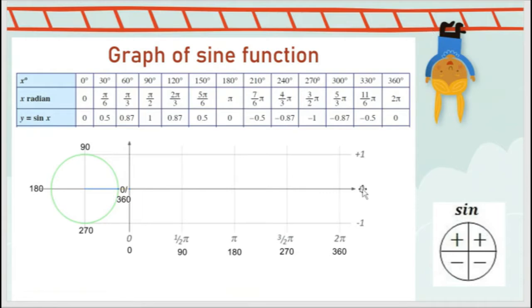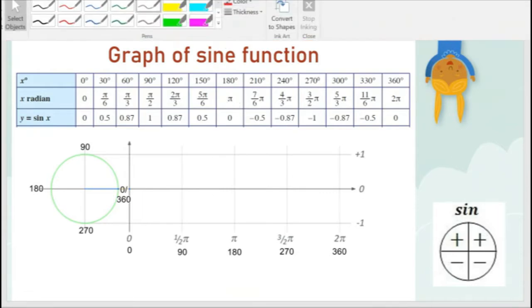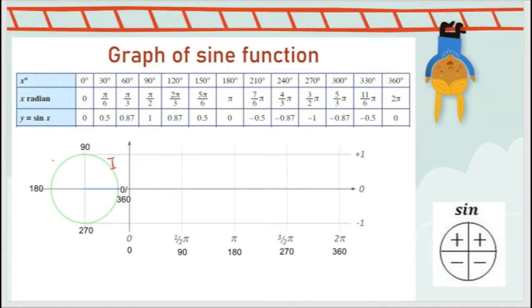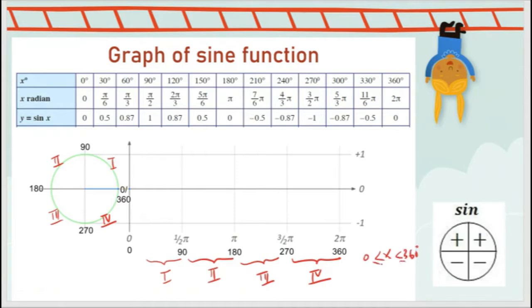So how are you going to draw this? Look at this. First quadrant, second quadrant, third quadrant, and fourth quadrant. From 0 to here is the first quadrant, and so on up to the fourth quadrant. So the values, we have two types. The first type is the value between 0 and 360. Another one, in radians, is 0 to 2 pi radians.